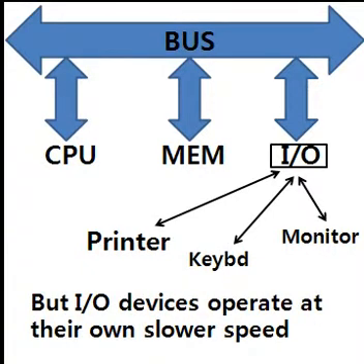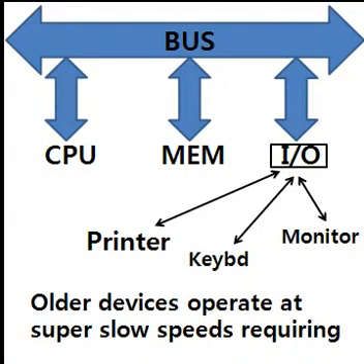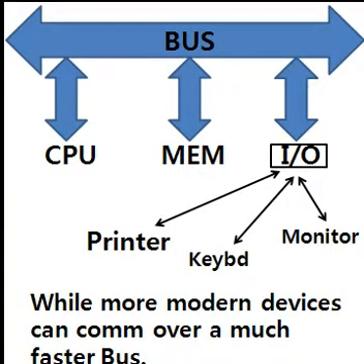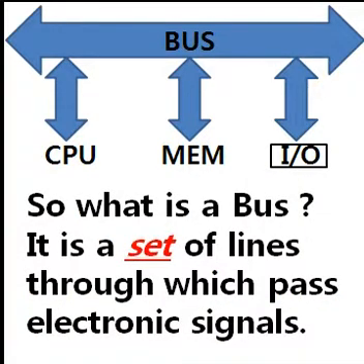But I/O devices operate at their own slower speed. Older devices operate at super slow speeds, requiring a separate bus, slower than the other bus, while more modern devices can communicate over a much faster bus. So what is a bus? Well, it's a set of lines through which pass electronic signals.